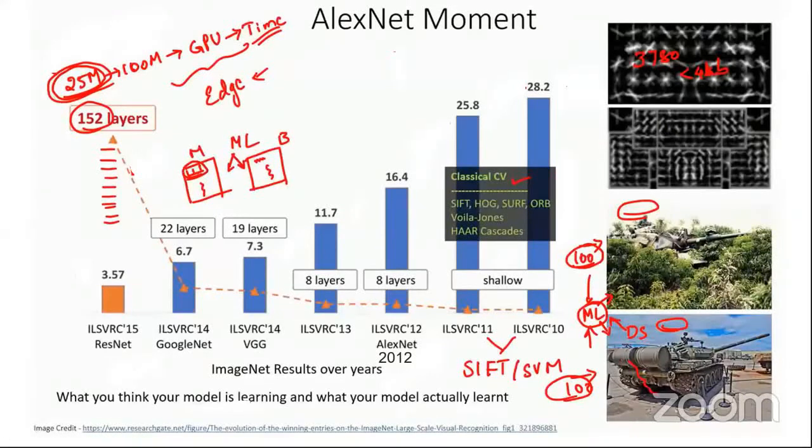So what happened was, this 28.2 is the error rate. This was the error rate if you used SIFT, HOG, or something known as SURF, ORB, or Haar cascade for extracting the features and passing them to SVM for classification. The error rate you were incurring was 28.2 or 25.8, something like that.